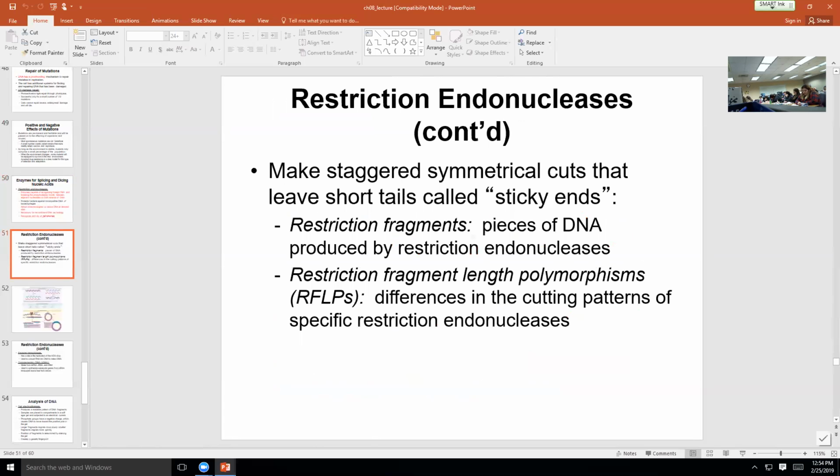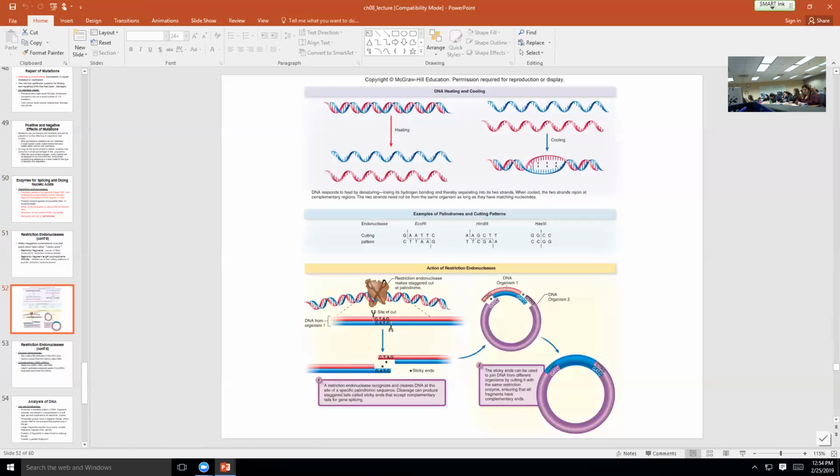Restriction fragment length polymorphisms. Every species has these known RFLPs, and there's a difference in the cutting patterns of these endonucleases. So every species is unique in these RFLPs. Anyway, that's all I wanted you to know about that, is that they're unique. Each species, each enzyme, is going to be unique.